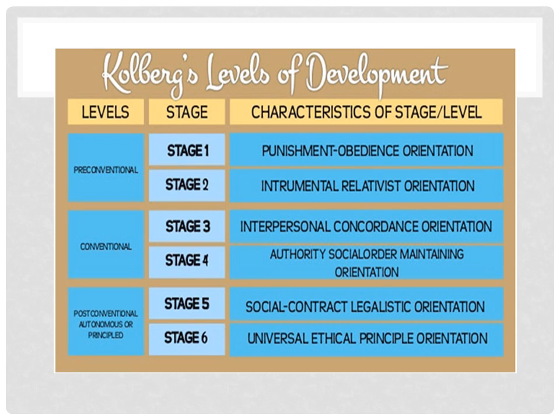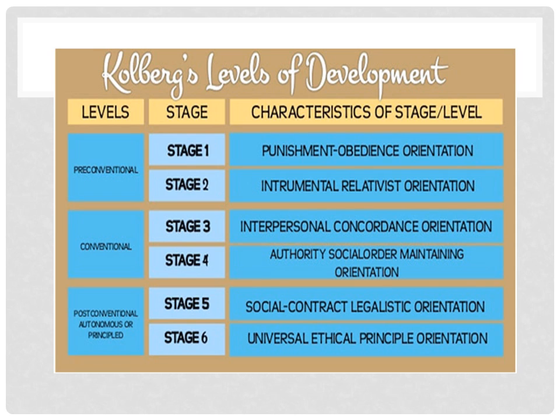So again, that's conventional, and this is the second level. It is from 7 to 11 years old. Stage three is the interpersonal concordance orientation, which focuses on the good boy or good girl, or morality. Stage four is the authority, social order, maintaining orientation, which focuses on whether the individual conforms to the authority. And then we have the last one, level three, which is the post-conventional, autonomous or principled.